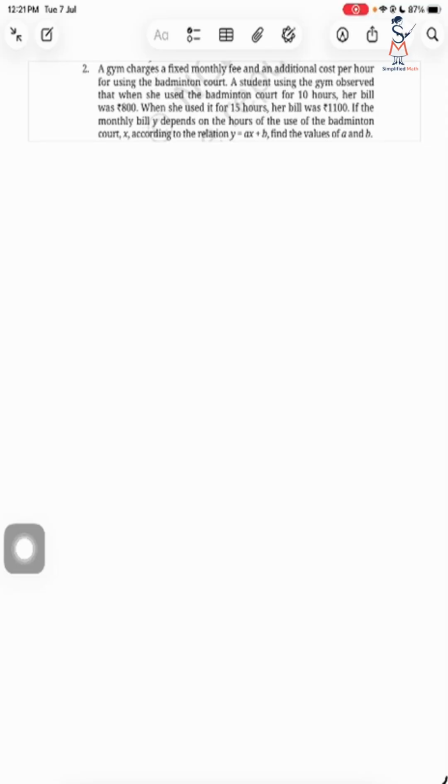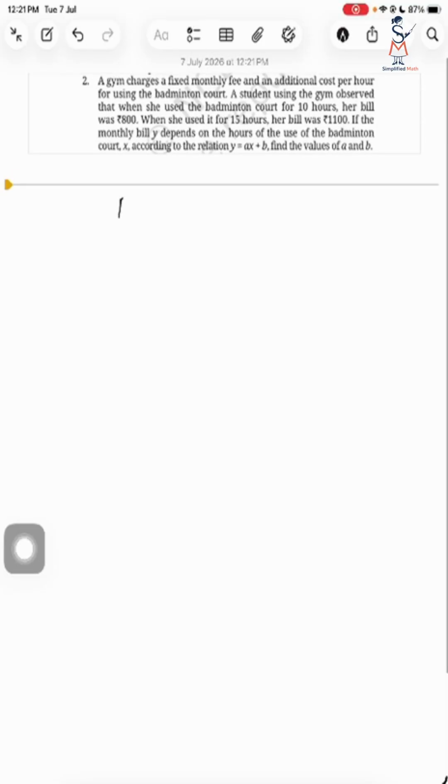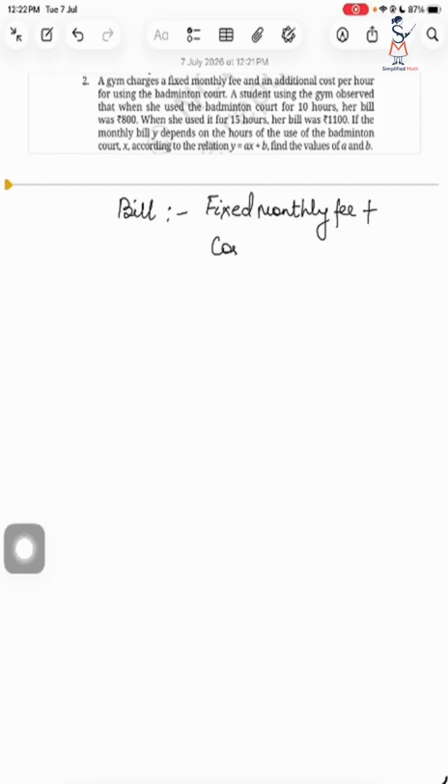So let's see what is the bill. The bill is fixed monthly fee plus cost of badminton court. Why is understanding this important? Because in some questions they may ask you what A and B represent, not only the values. So we need to understand the bill is fixed monthly fee plus cost of badminton court.